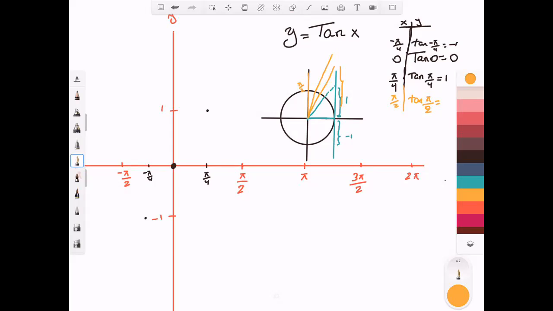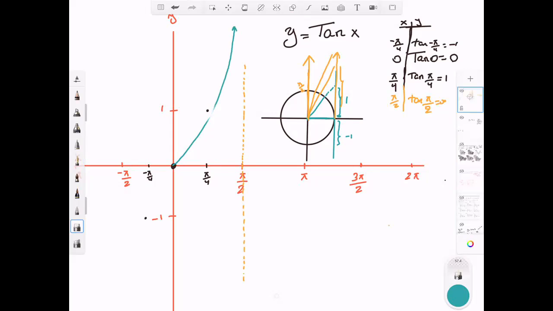Tangent of pi half is infinity. That means when it's pi half, this line is not going to touch the tangent line. So it's going to be parallel. So what's going to happen at pi half? At pi half, we're going to have a vertical asymptote. That means the graph will go to infinity like this. Not that broken, but something like this. Agree? So the tangent at pi half will go to positive infinity.